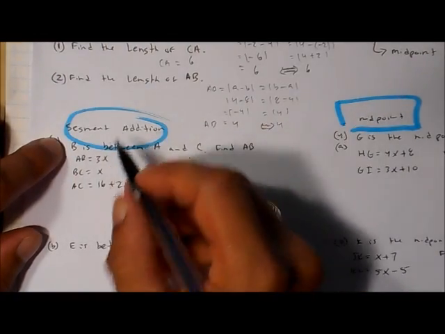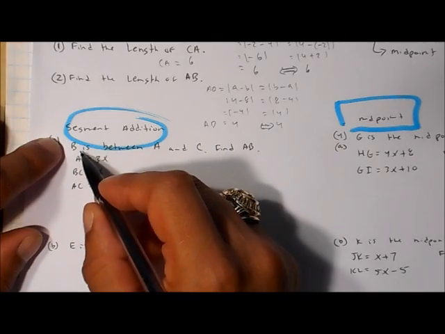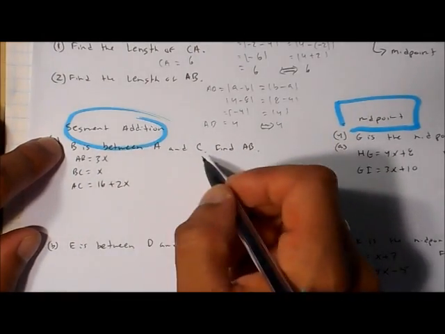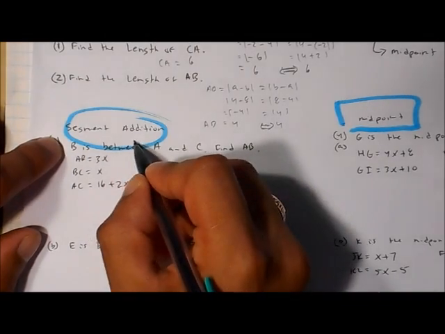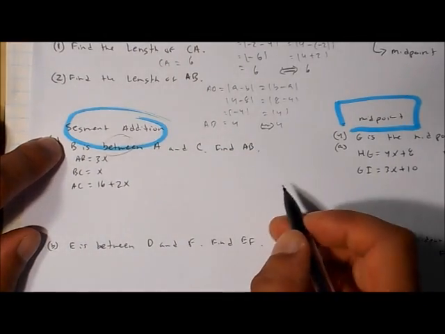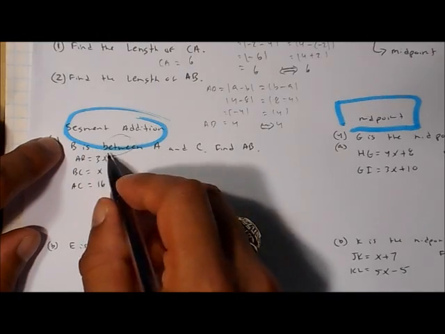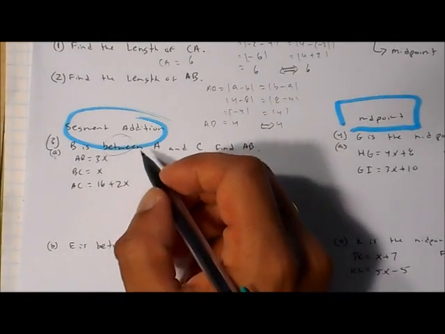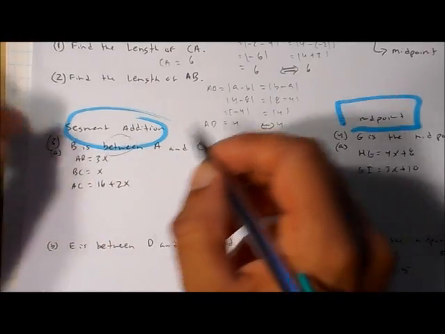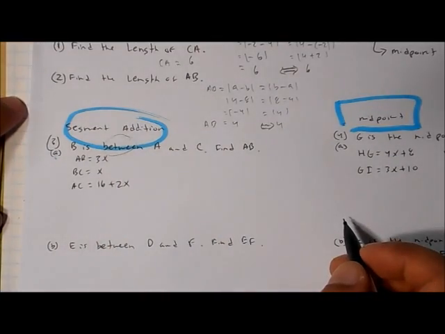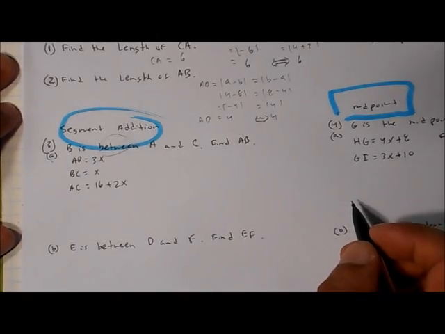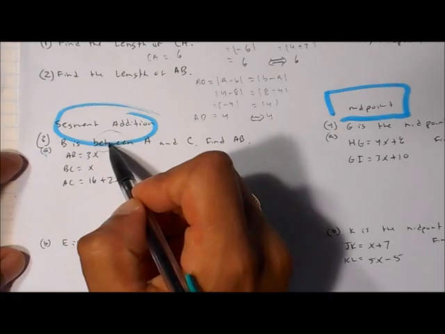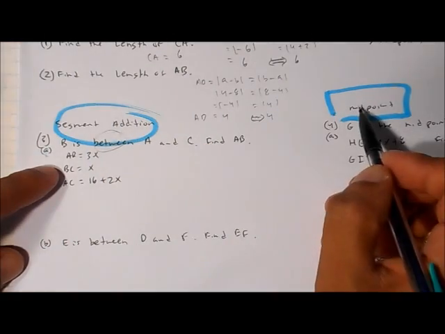So segment addition. The key word with segment addition is what here? B is between A and C. Find AB. What's the key word? It's the word between. So whenever you see B is between A and C, find AB, go ahead and circle the word between. The word between should be related to segment addition. Now what's the difference between the word between and the word midpoint?